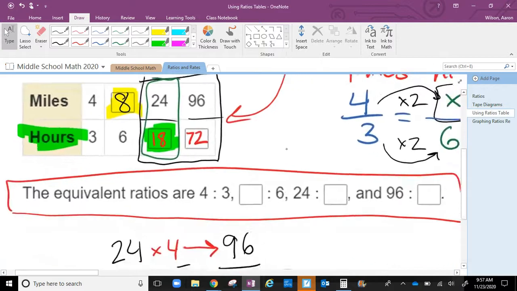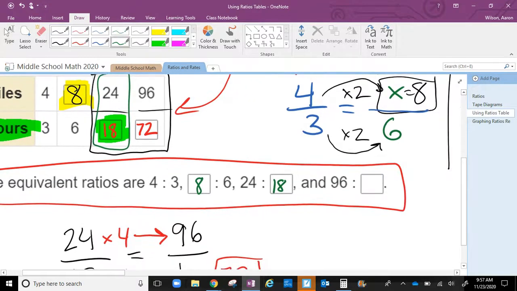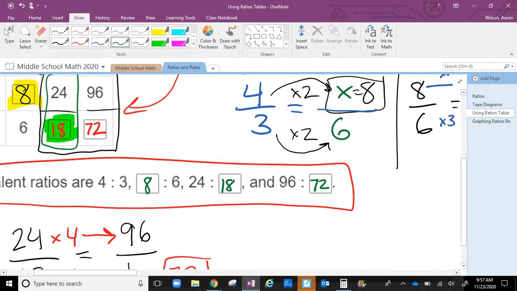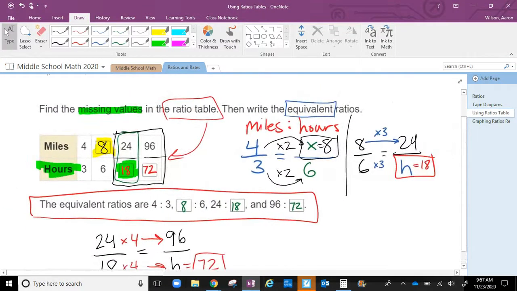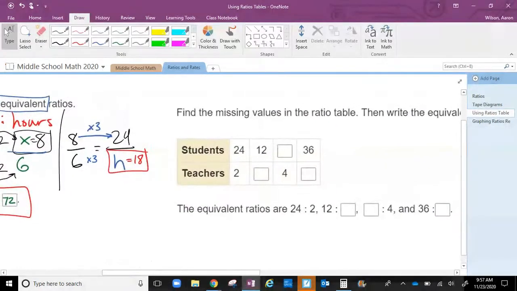So now all I have to do is fill out the boxes. So it says 4 to 3. We had that one. And then it was blank to 6. Well, blank to 6 was 8. And then it was 24 to blank. Well, 24 to 18. And the last one was 96 to 72. All right, so that was finding missing values in a ratio table where we're finding equivalent ratios, otherwise known as equivalent fractions.